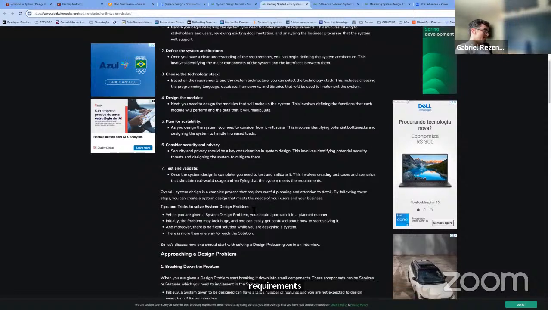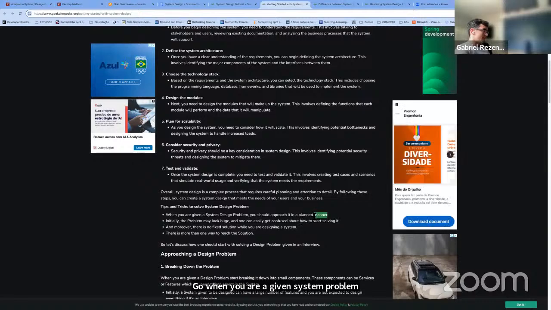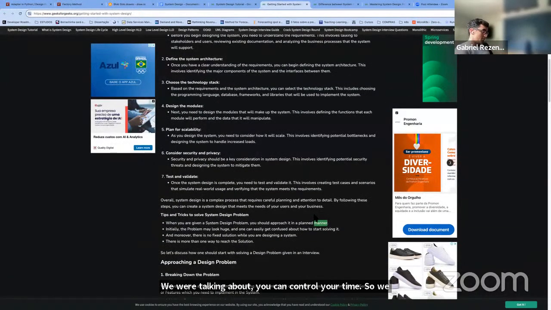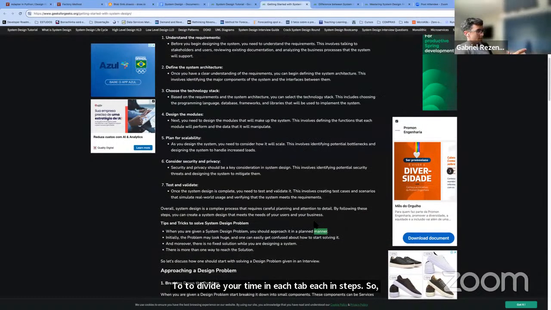So when you are given a system design problem, you should approach it in a planned manner. This is what we were talking about. You can control your time. So you have to go with a planned manner to divide your time in each step. With the steps, you can guide the design better.